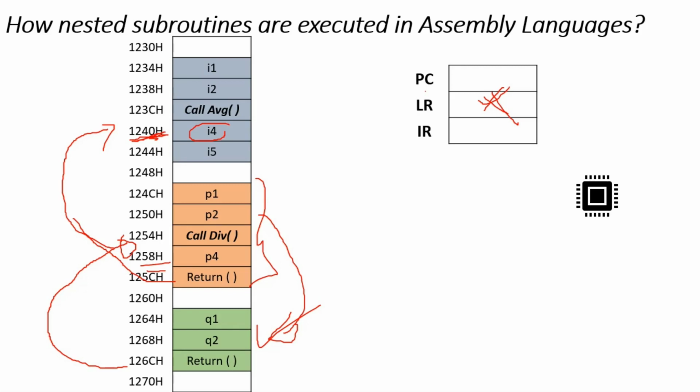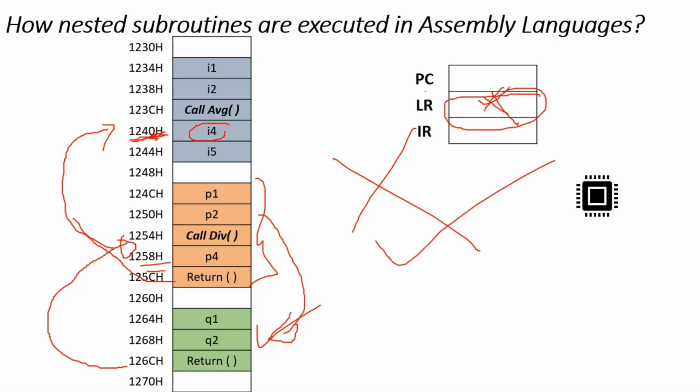So the return address 1240 was replaced by 1258. So what happens is, when there is only one link register where we store return addresses and nested subroutines get executed, as we execute new subroutines again and again, the link register will be replaced with the corresponding return addresses. So we cannot come back. We can only come back from the last nested subroutine to the last but one subroutine. From there we cannot come back in any previous order. So this is how the link register fails, because there is only one link register.